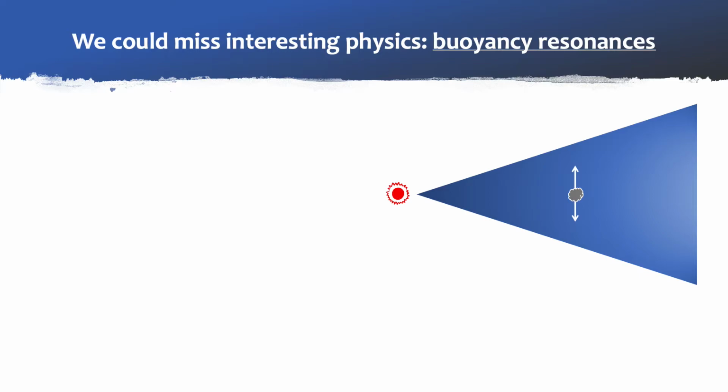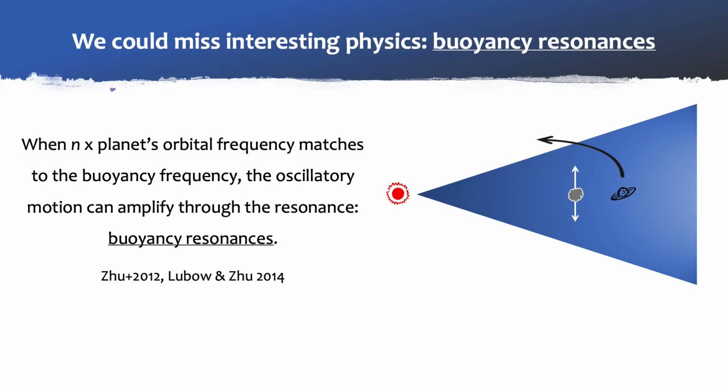So in a vertically stratified disk, this buoyancy motion is a natural oscillation. At each location in a disk, there will be these vertical oscillatory motions. Now, what happens when there is a planet in the disk? The planet orbits around the center star at a fixed orbital frequency. So there will be certain regions in the disk where the buoyancy frequency and the planet's orbital frequency match with each other.